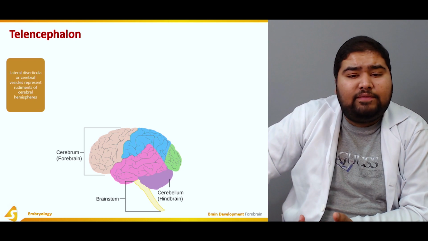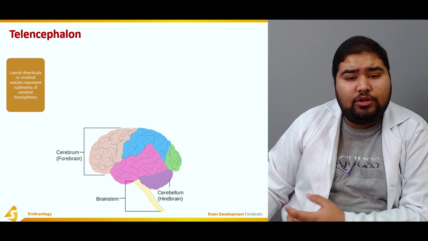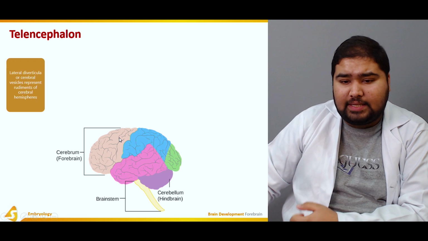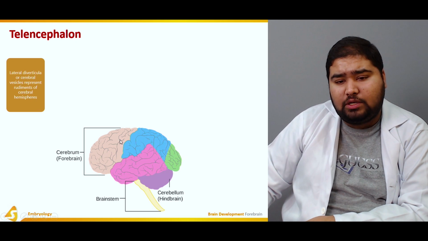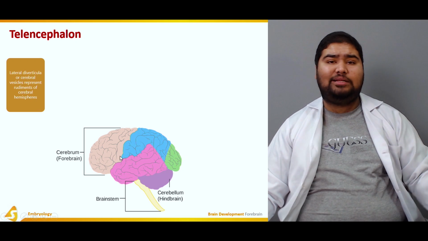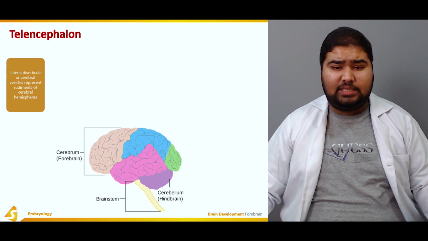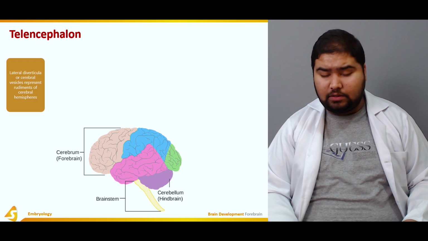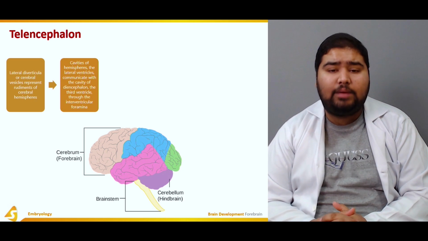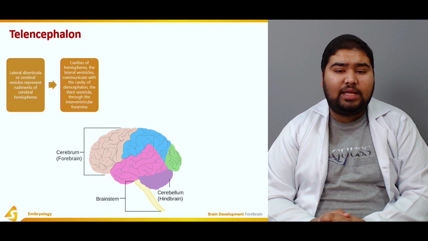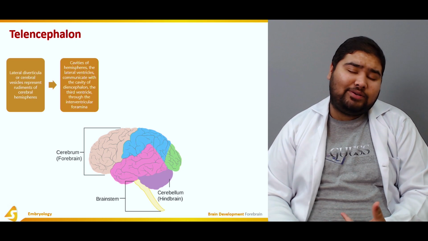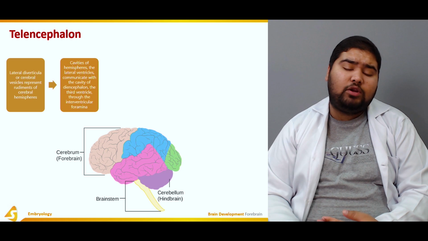Now the lateral diverticula or the cerebral vesicles represent the rudiments of the cerebral hemispheres. So for these cerebral hemispheres, here you can see the frontal, the temporal, the parietal and the occipital lobes. These are the lobes of the forebrain, that is the cerebrum, and these lateral diverticula of the telencephalon represent the rudiments of the cerebral hemispheres. So the cavities of the hemispheres, the lateral ventricles, communicate with the cavity of the diencephalon, the third ventricle, through the interventricular foramen. Interventricular foramen is also known as interventricular foramen of Monro.